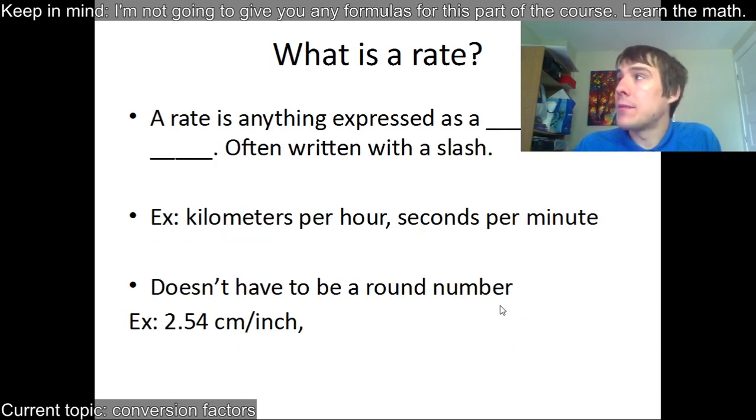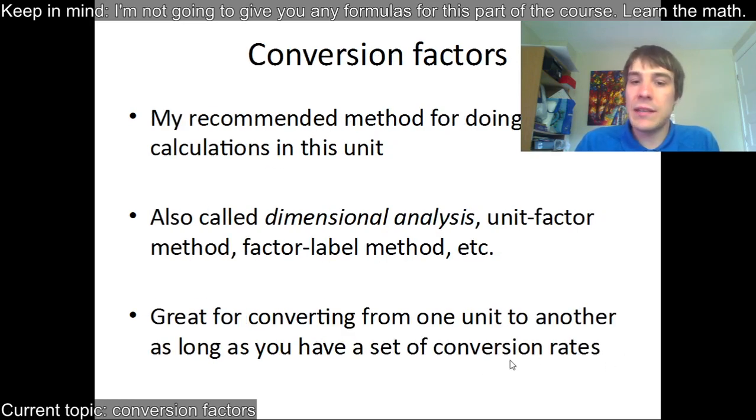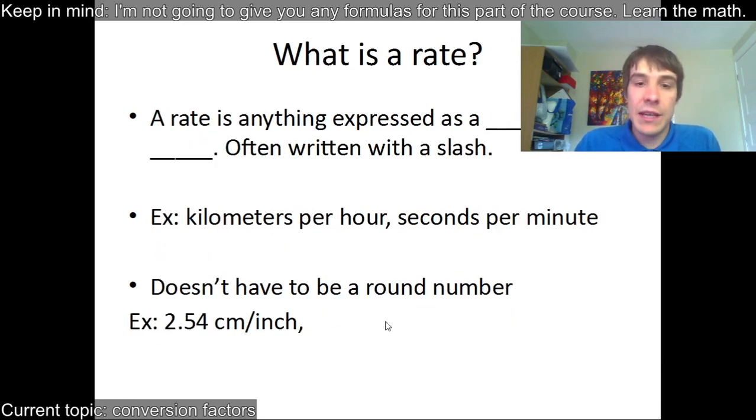So let's talk about what a rate is. A rate is something over something, usually written with a slash, and you've seen these in your everyday life. Kilometers per hour, it's a speed. Percentage per assignment, right? It doesn't have to be a round number either. 2.54 centimeters per inch. 3 feet to a yard. All kinds of conversion factors. So that's a rate. A conversion factor depends on having a rate.